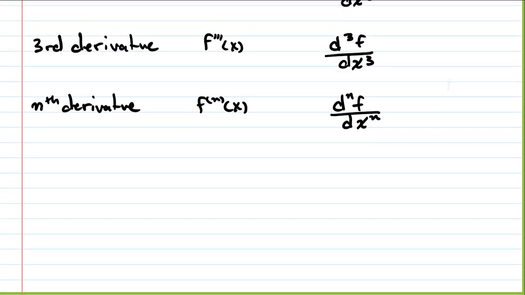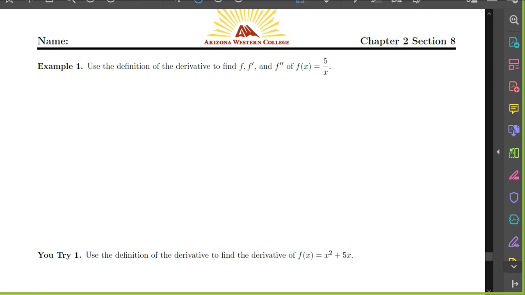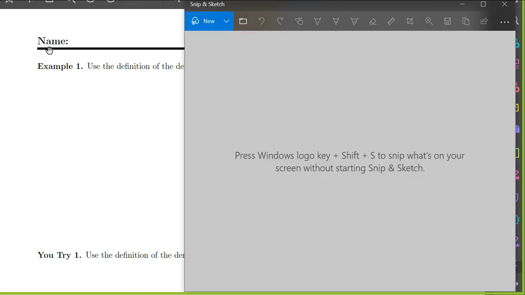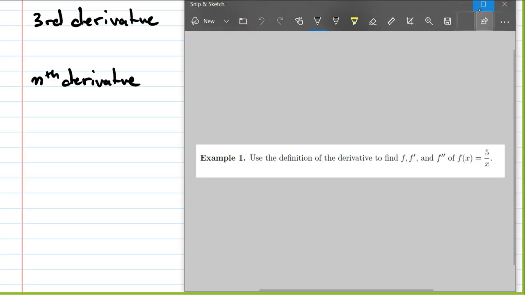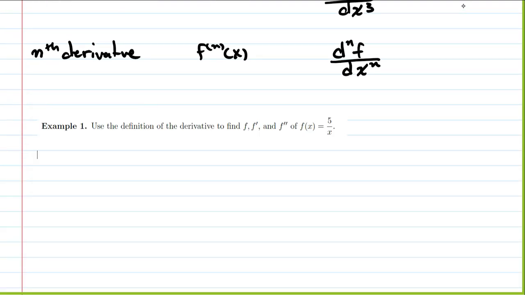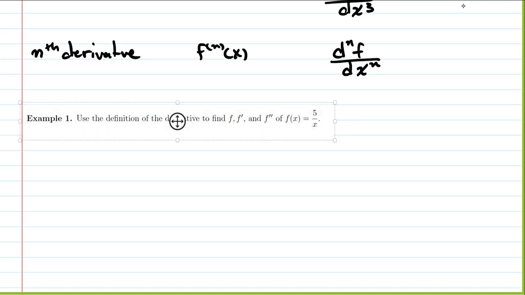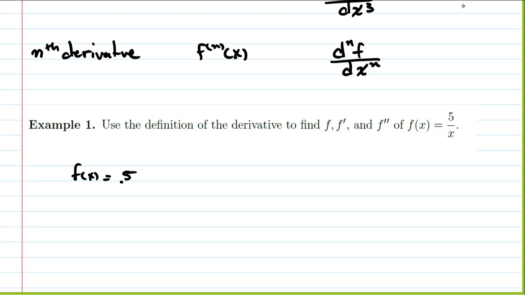So we still have some more notation, but I don't want to kill you with vocabulary quite yet. So let's go ahead and do example number 1, and then we'll talk about some more definitions. Example 1 asks us to use the definition of the derivative to find f prime. Well, we know what f is, because f is given, which is 5 over x.